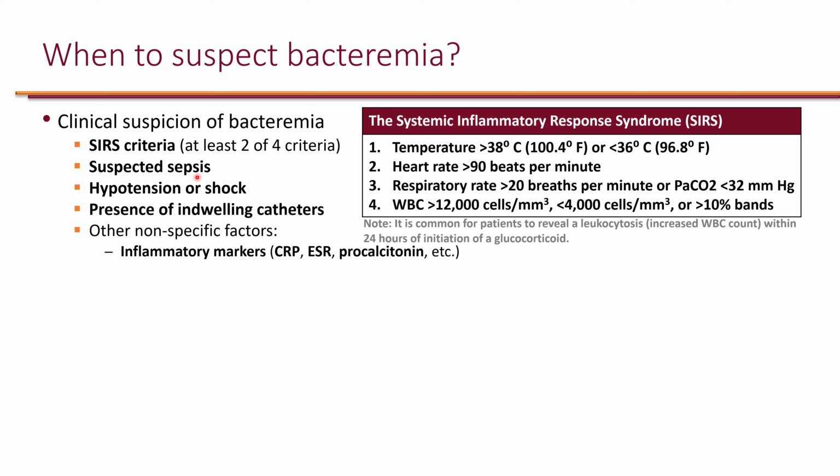And next we have suspected sepsis. We will discuss sepsis on another day in the course, so I'm not going to go into discussion of sepsis, but typically when there is sepsis suspected, bacteremia is on the differential diagnosis. If the patient has hypotension or shock, if the blood pressure is dropping, if the patient requires fluid resuscitation and perhaps vasopressors in order to bring the blood pressure back to normal, you should suspect bacteremia. Of course, if there is already an indwelling catheter, you suspect that bacteria have been entering the bloodstream.